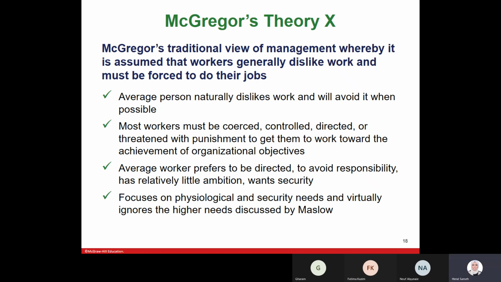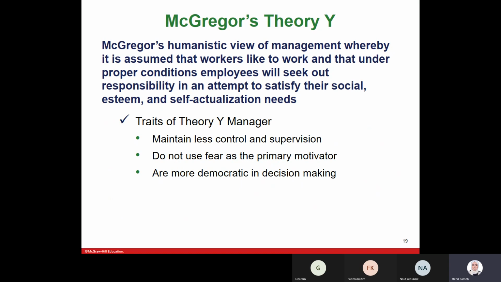This is theory X. And the same scientist, McGregor, put another theory, which is theory Y. What is theory Y and what are the assumptions of theory Y? He assumes in theory Y that employees like to work. They like to work without supervision.